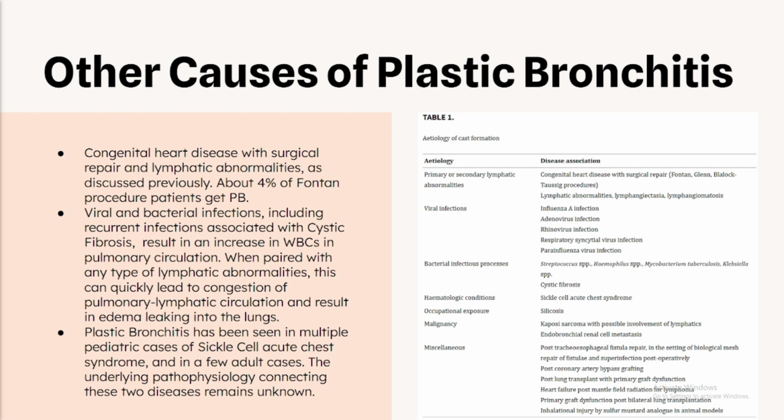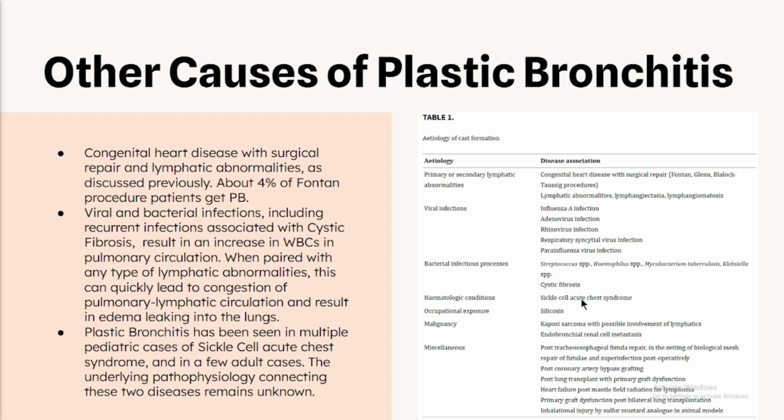The key theme here is that some combination of lymphatic disruption, inflammation, and immune response tends to set the stage for cast formation. This means it's important for us to think about a patient's full history, including heart defects, immune problems, and recent infections when we see unexplained airway obstructions. This table shows different associations that can be causing plastic bronchitis.